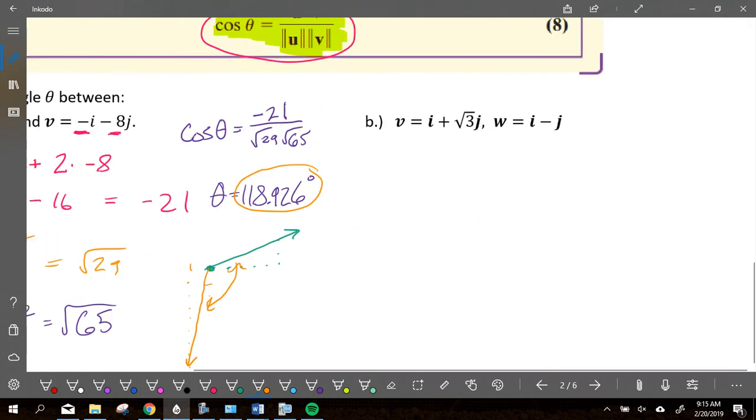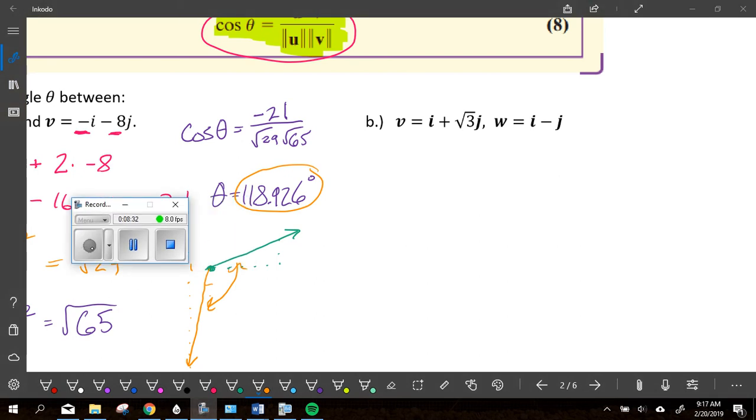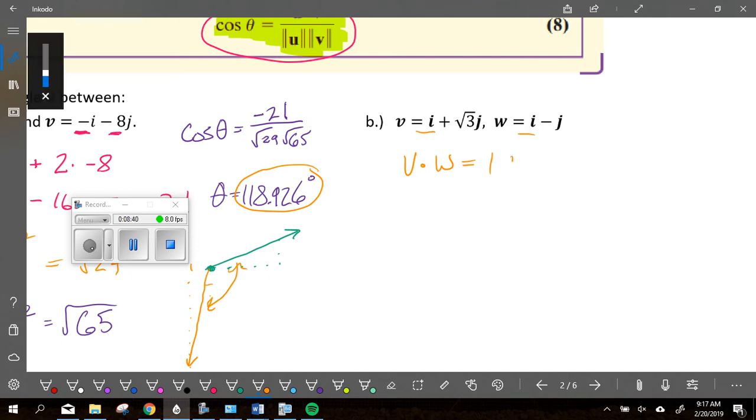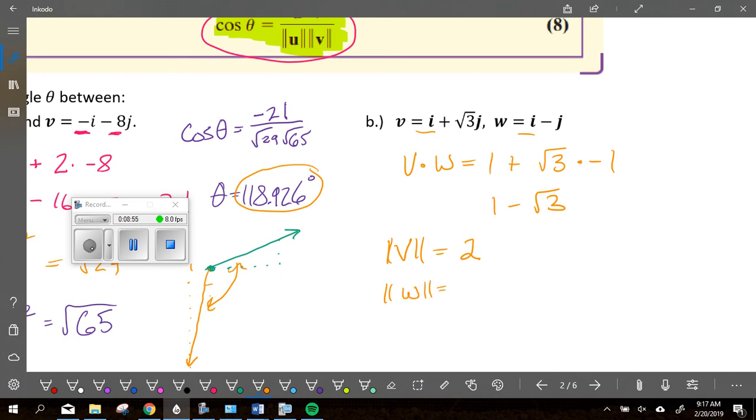Try letter B. Get an answer for that. Good. V times W. So we're taking 1 times 1 plus square root of 3 times negative 1. And so on top, my dot product is 1 minus radical 3. If I find the magnitude of V, what's the magnitude of V? 2, right? Yeah. The magnitude of W is square root of 2. And so when I set this up, it is cosine of theta is equal to 1 minus square root of 3 all over 2 radical 2 on bottom.